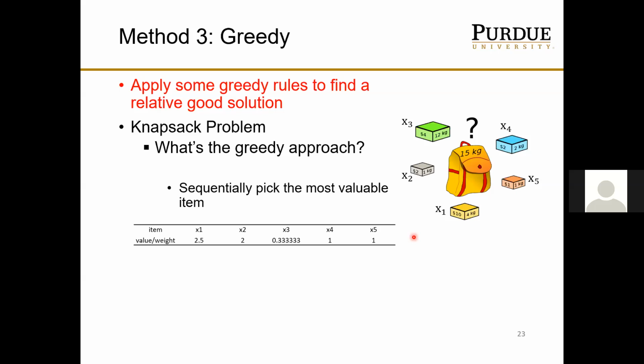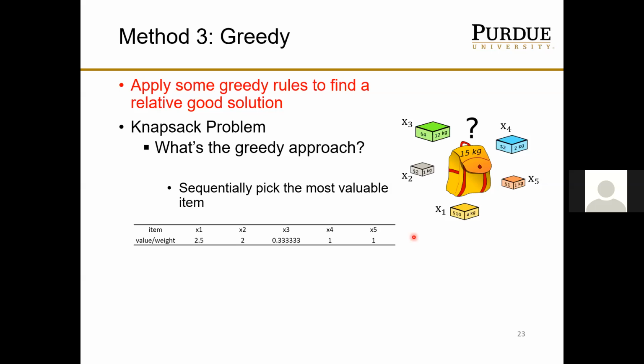Pretty much, we have a list of each item's value-weight ratio, right? So for X1, that's 2.5. That's the most valuable item, right? Because the weight is medium, but the value is okay. It's pretty good: $10 for 4 kilograms. So that's the key thing. You want to start from the most valuable item per weight first, and sequentially pick them. After you pick the first one, which one do you want to pick next? Next two, right?